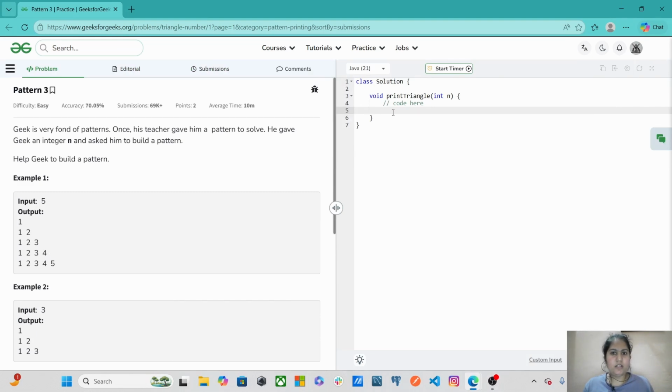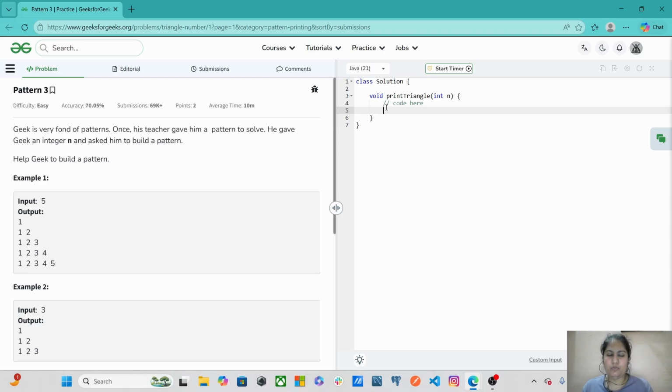Hello guys, let's start with another problem known as pattern 3, and we have to print this kind of pattern such that the input n is given in integer form. As you can see, we are moving towards pattern solving problems and we have solved two or three pattern problems till now.